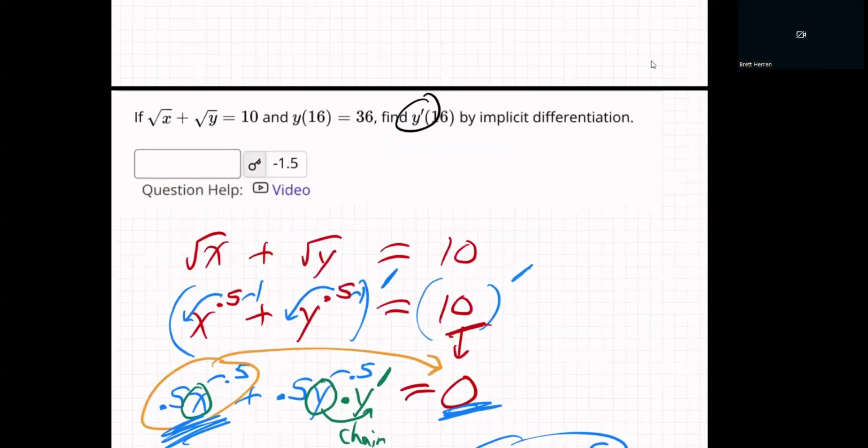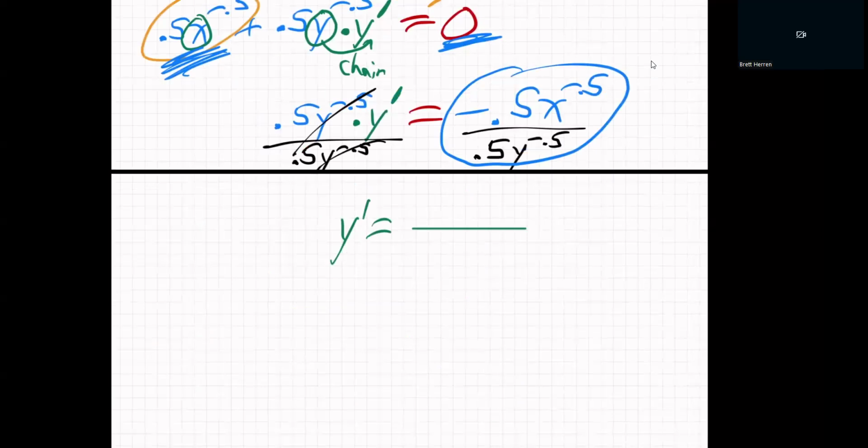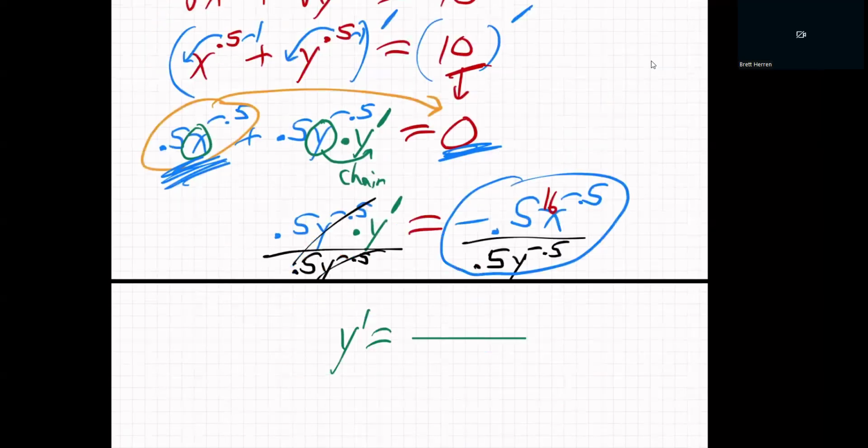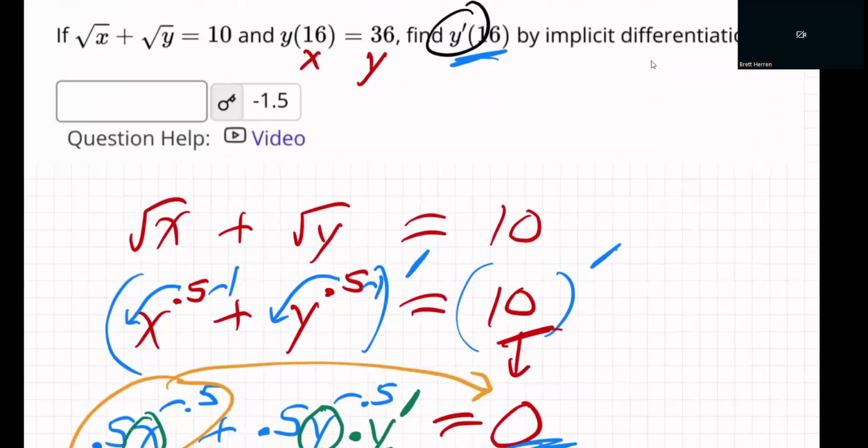Now, what do they want us to do? They want us to find y prime of 16. So now plug in 16 for x. Because that's x. What do we plug in for y? Well, right here, remember, this is x, this is y. I know that might be weird. You're like, well, Sharon, this is y. Because remember, y is like a function. It's like f of x. Remember, y values are function values. So y of 16 is the same thing as saying f of 16.